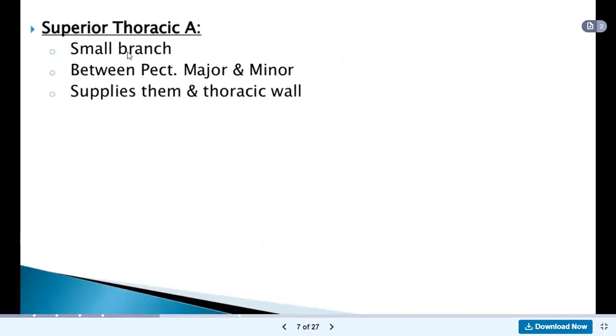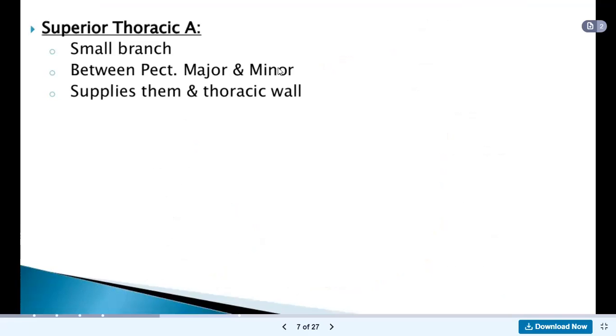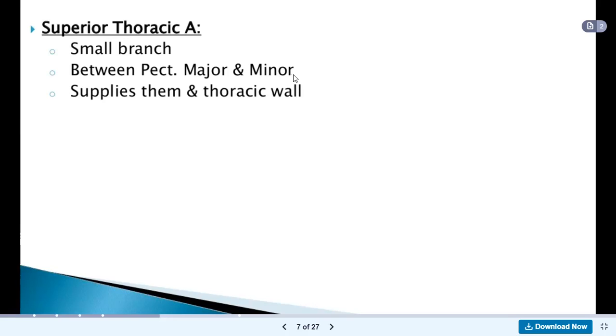So the superior thoracic artery is a small branch of the axillary artery, and it is located between the pectoralis major and minor. So what does it supply? It supplies the pectoralis major, pectoralis minor, and the thoracic wall. From the name superior thoracic, you must remember that it supplies the thoracic wall, and the muscles in the superior parts of the thoracic wall are the pectoralis major and the pectoralis minor. So it supplies those two muscles.